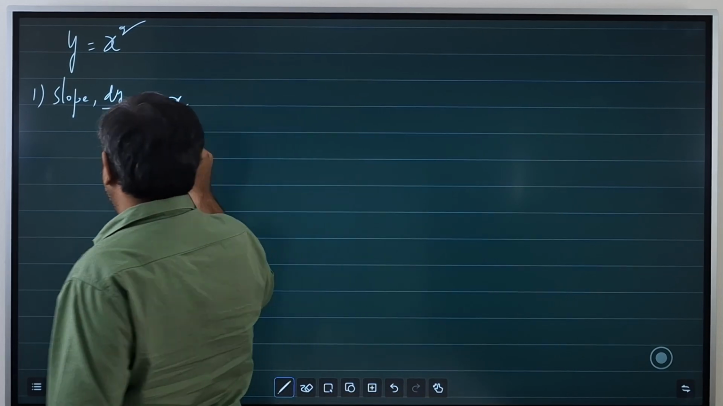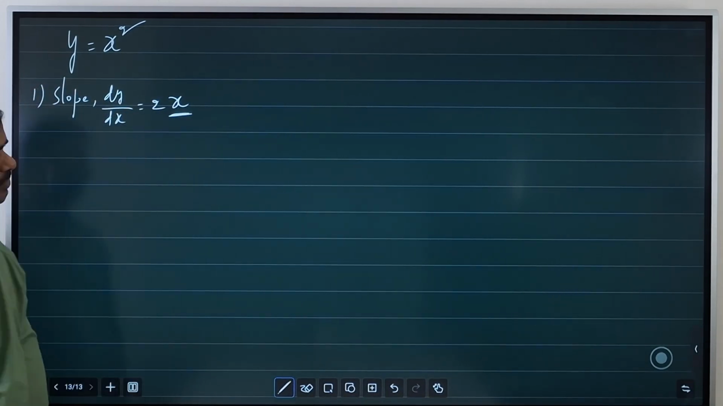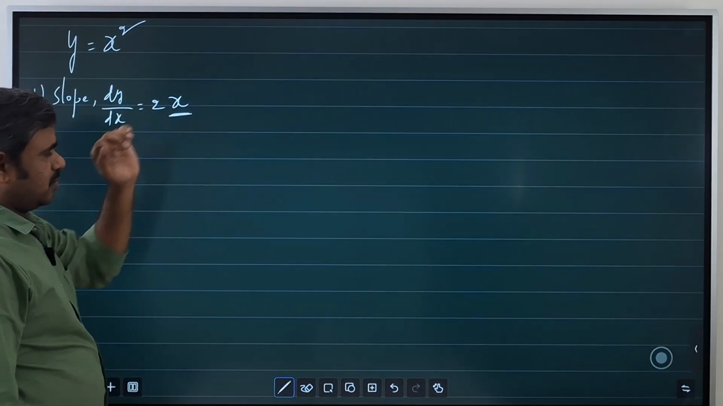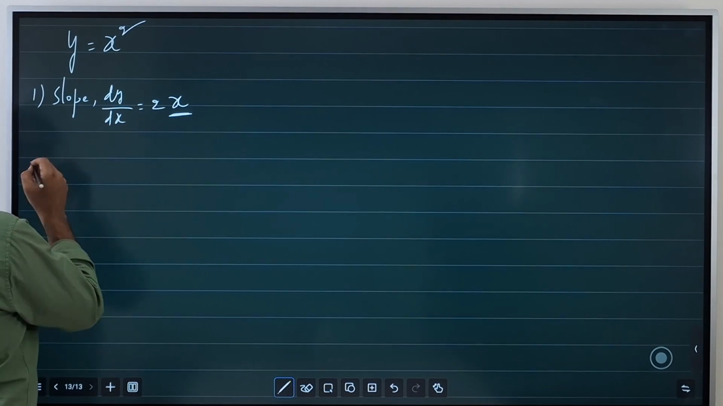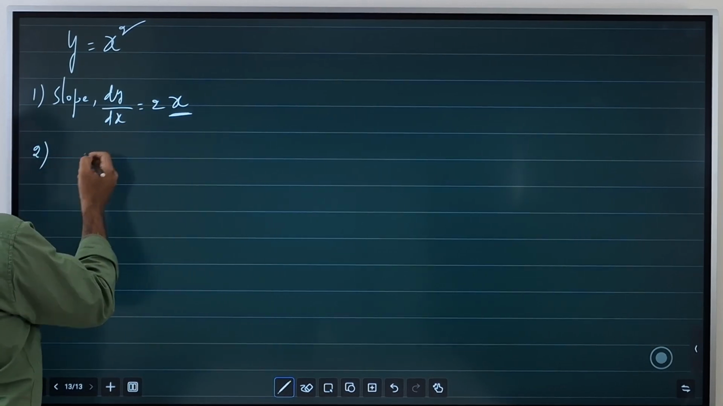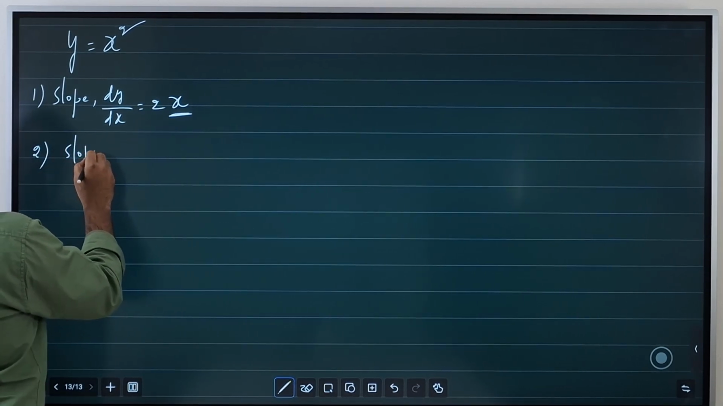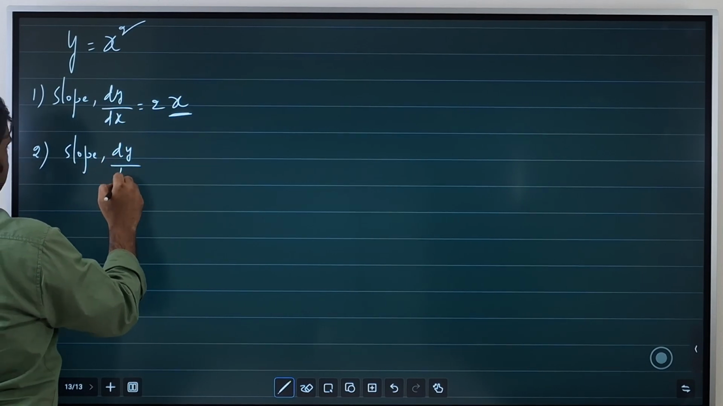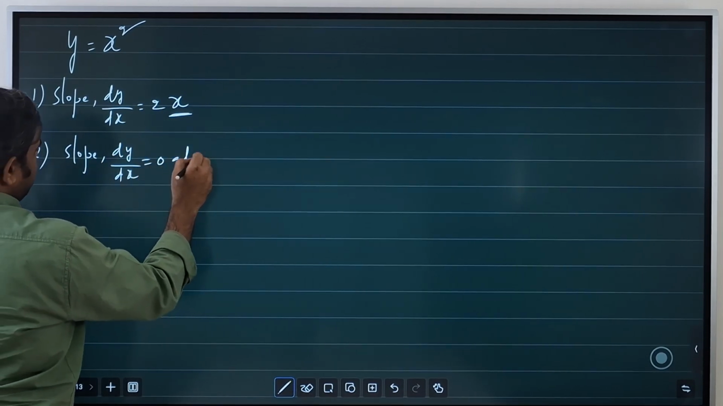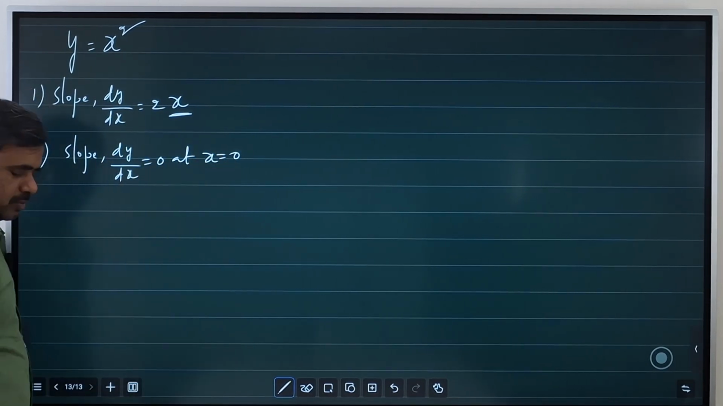For negative values of x, slope is negative. For positive values of x, slope is positive. There exists an inflection point here. Slope, or dy by dx, is equal to 0 at x is equal to 0.